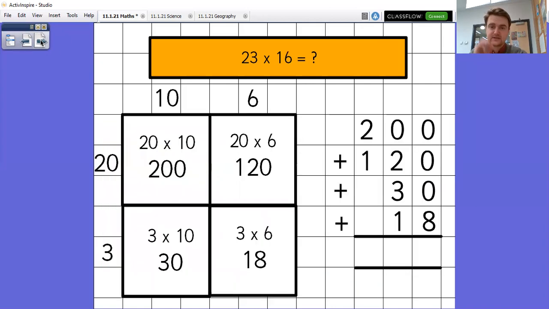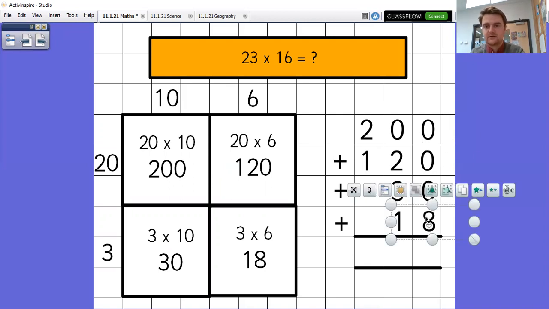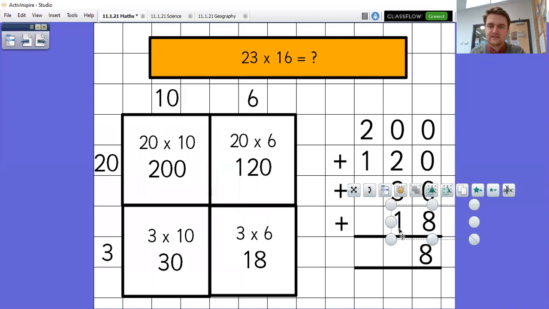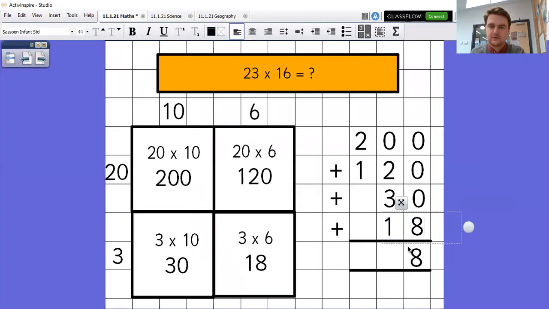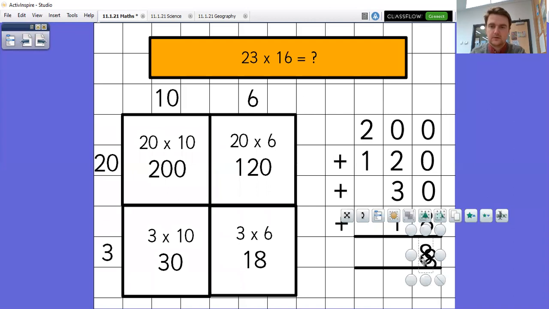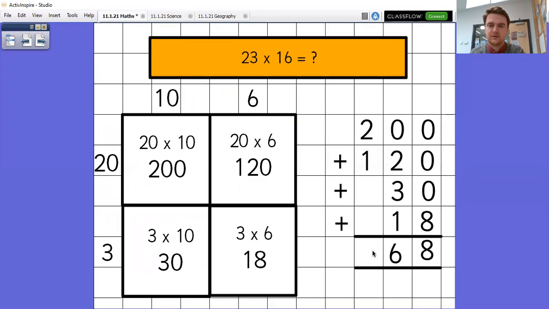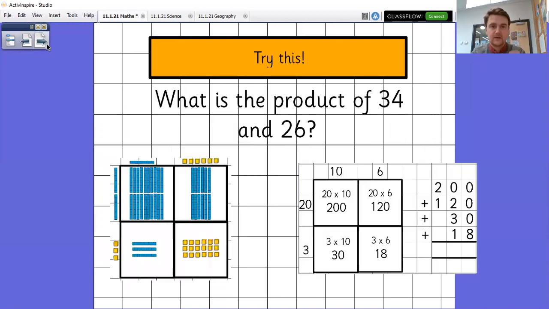Now all I need to do to find my answer is add all of those together. So I've put them in order from largest to smallest to make it a bit easier for me. 0 plus 0 plus 0 plus 8 is 8. 2 plus 3 plus 1 is 6. And then 2 add 1 is 3. So my answer should be 368. And I've managed to get that by partitioning those numbers and trying to make it into a more manageable sum. There we go, 368.